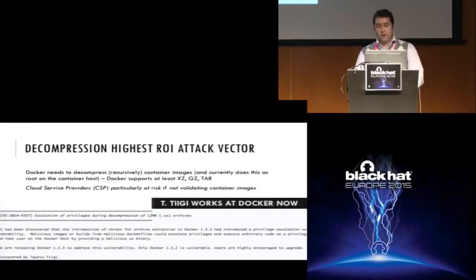in some cases, for a while, I don't know if they still do this, they were actually just shelling out to the tar command. But I think they wrote their own XZ parser and gzip parser, and I think they support a few other decompression algorithms as well.